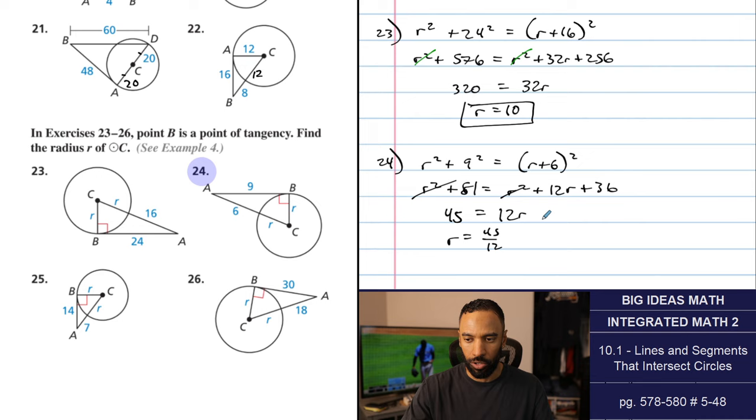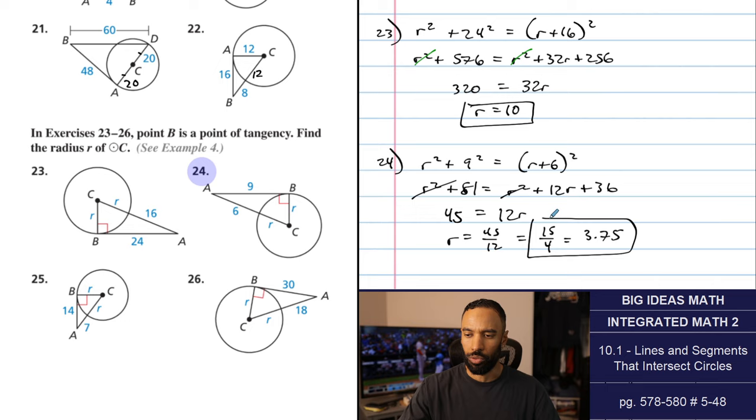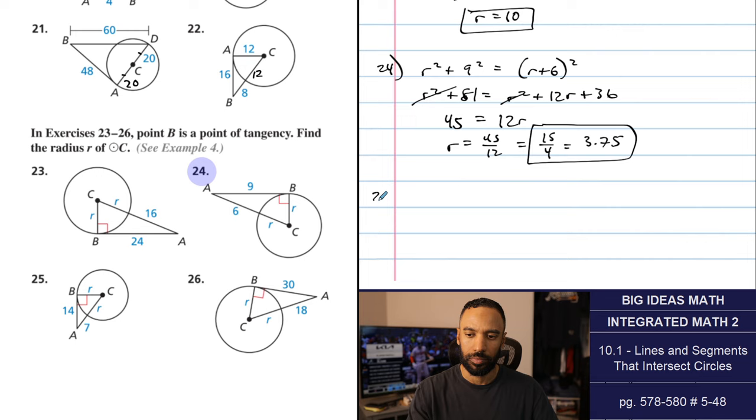Is that 45? Yeah, I think so. So 45 over 12, which reduces, you can divide it by 3, to 15 over 4. As an exact answer, that would be 3.75. So that's how that one works. Good thing we don't have a guess and check measure in place. Number 25. This continues. I don't have much to say on the matter. Hopefully it's making sense so far.